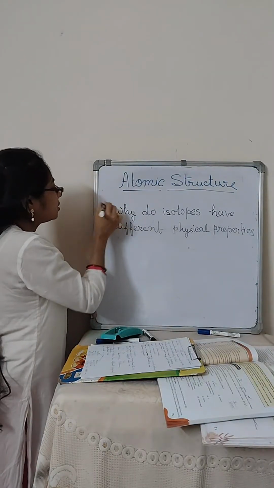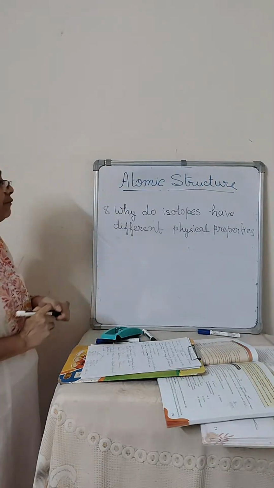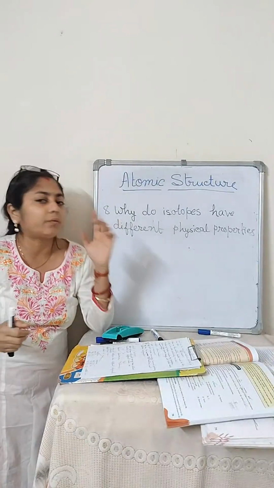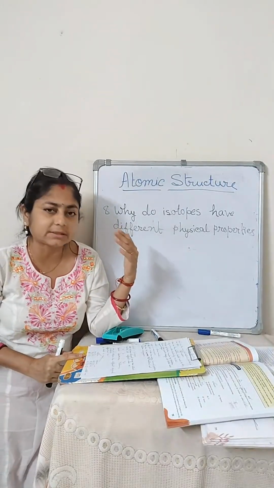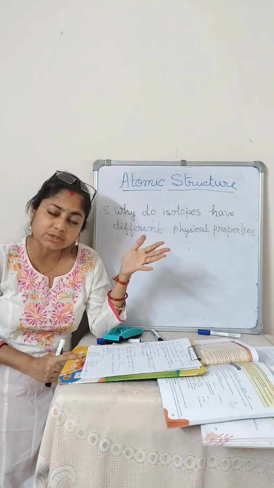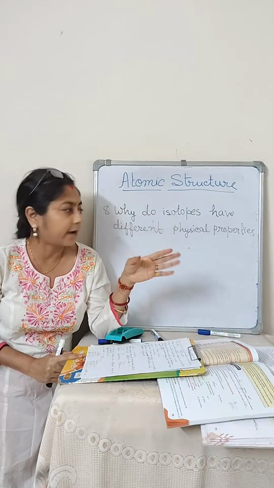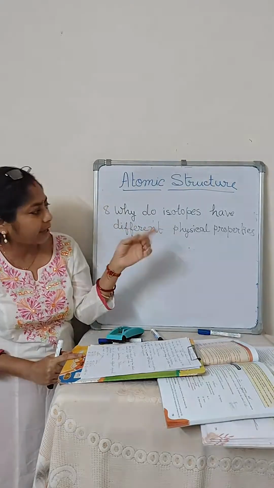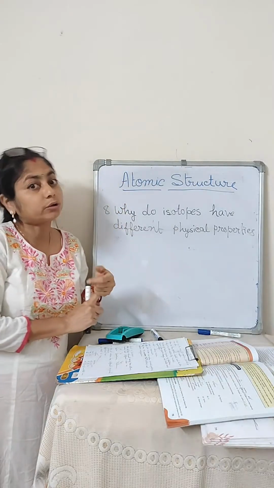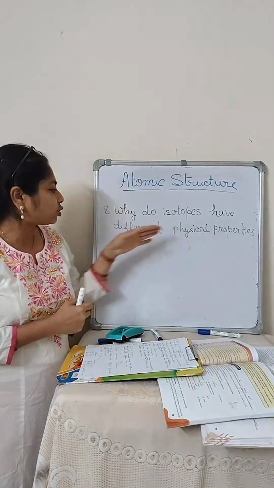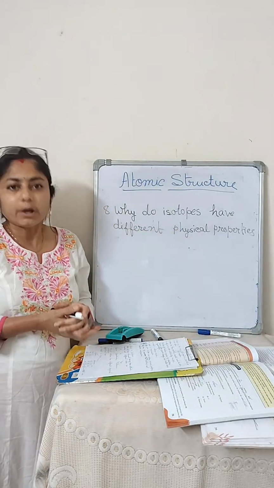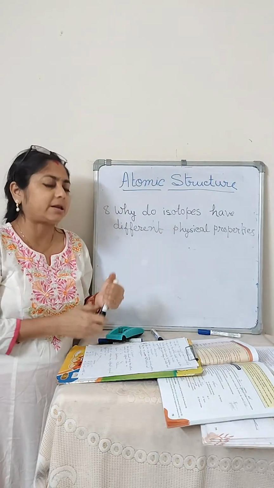Question. Why do isotopes have different physical properties? I told you what isotope is, what atomic number and mass number are, and what the difference between them is. I told everything. And I told you why the chemical properties are the same. Now there is a twist. You find out. Tell me why isotopes have different physical properties. Only a one word answer. Please think half a minute, then I write the answer.